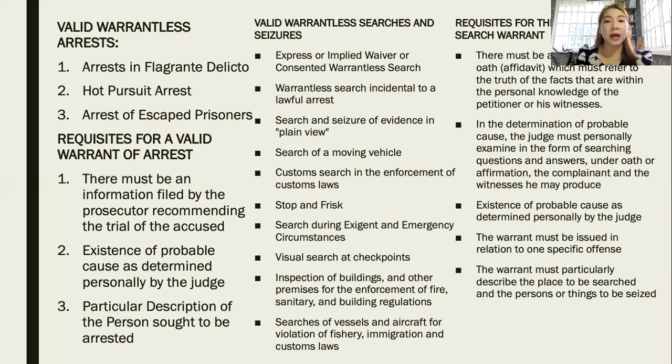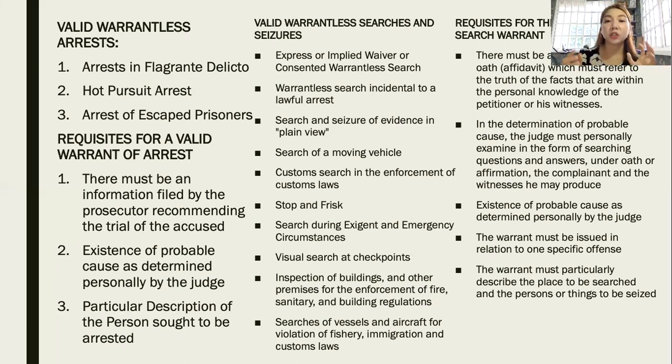So, as I said earlier, what are the requisites for a valid warrant of arrest? The first we mentioned is that there must be an information filed by the prosecutor in court recommending the trial of the accused. Who determines the existence of probable cause? Like I said a while ago, what Attorney discussed, sometimes it is the judge who determines for warrants. But as stated here, the prosecutor first and then the judge. Thus, there are two stages of determination.